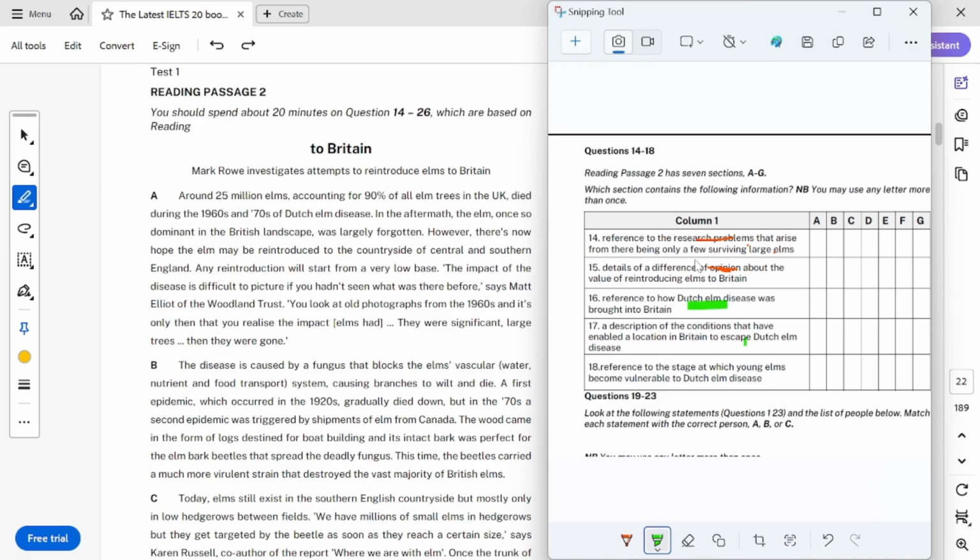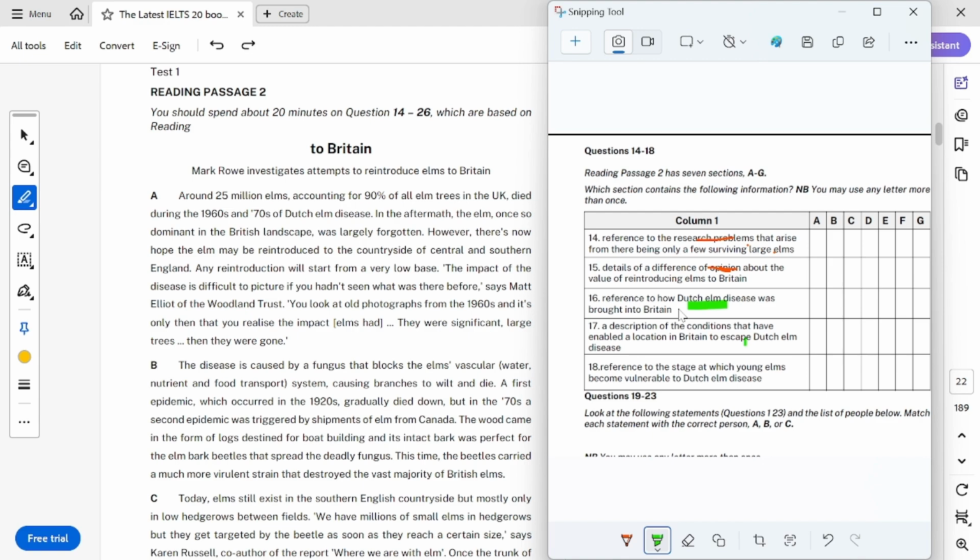Now let's go to question 15: details of a difference of opinions about the value of reintroducing elms to Britain. So we are looking for two people who have different opinions about bringing elm trees back to Britain. The keywords are different opinions, reintroducing elms, good or bad idea. Now question 16: reference to how Dutch elm disease was brought to Britain. We are looking for how the disease came to Britain. So the keywords will be disease came to Britain, brought, introduced, shipments from other countries.